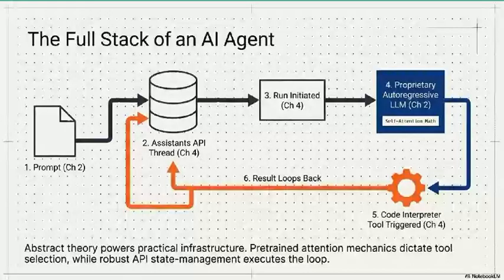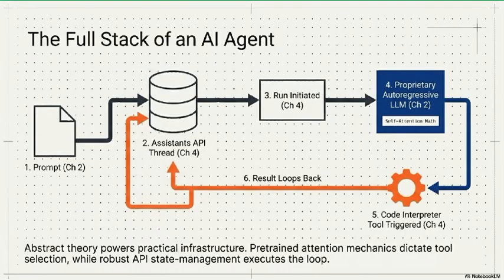Let's trace it. It's a continuous closed loop. Step 1 is the user input. You type your engineered prompt, calculate the ROI of this project. Okay. Step 2, that prompt hits the Assistants API and is injected into the thread, our infinite database cylinder. It's appended to the history. Right. Step 3, the run is initiated. Yeah. The orchestrator wakes up, grabs the entire thread history, packages it, and sends it to step 4.